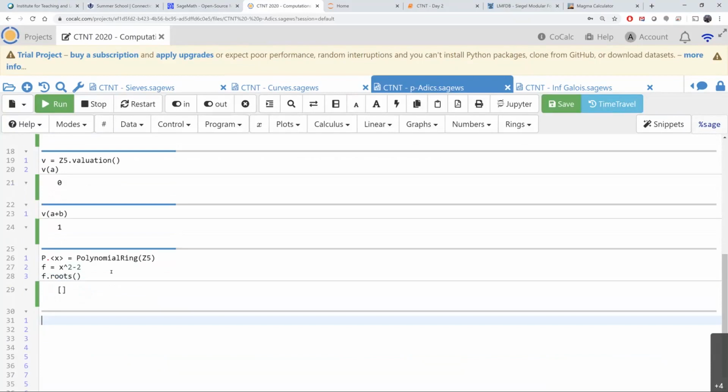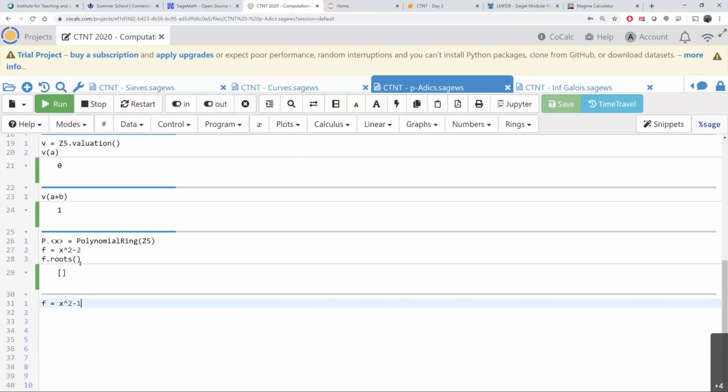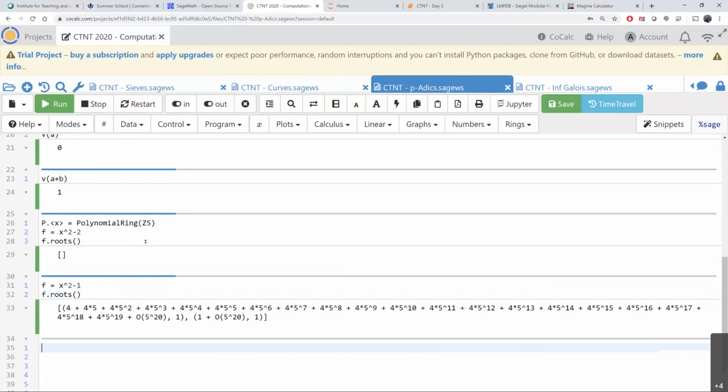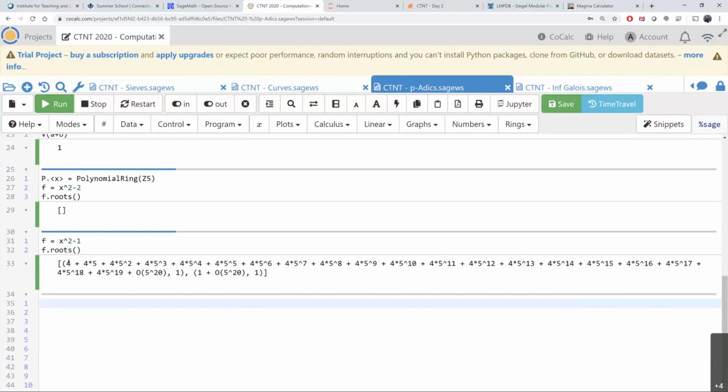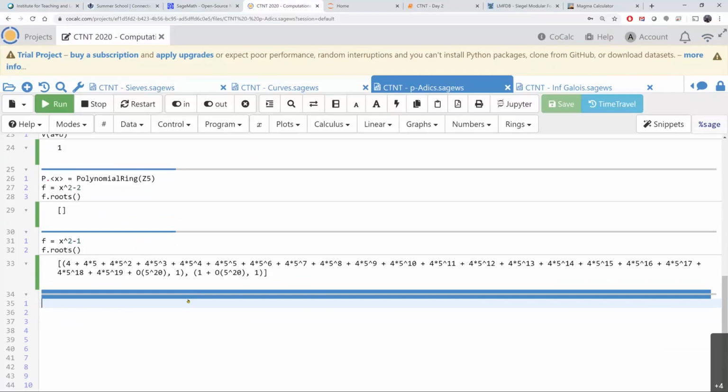Well, there are no roots because, by Hensel's lemma, 2 is actually not a square mod 5, so it could not possibly be that the square root of 2 is an integer in the 5-adics. However, I can factor other polynomials. Let's look at x squared minus 1. And sure, that factors, we know what the roots are, right? That is x plus 1 times x minus 1, so there better be roots. You can see the second entry is 1, but the first entry, what on earth is that? That is minus 1. In the 5-adics, because the digits are between 0 and 4, the expansion of minus 1 is 4, 4, 4, 4, 4, 4, 4, etc. Because 1 and minus 1 are the roots of that polynomial.